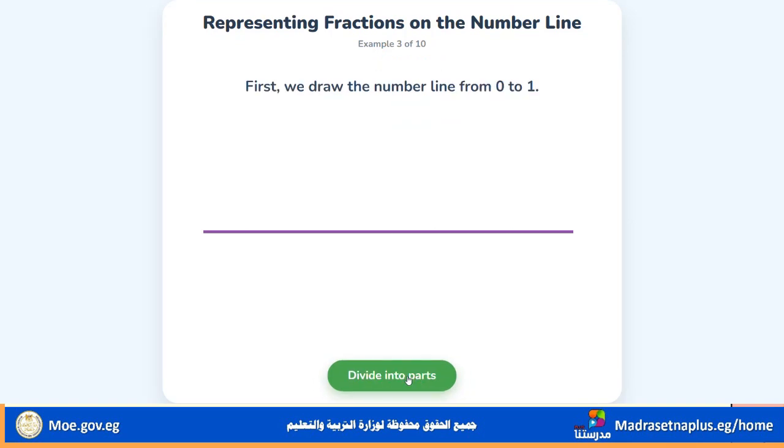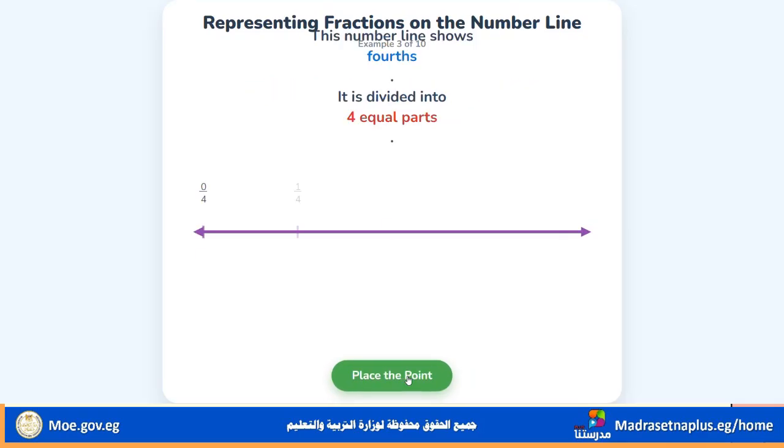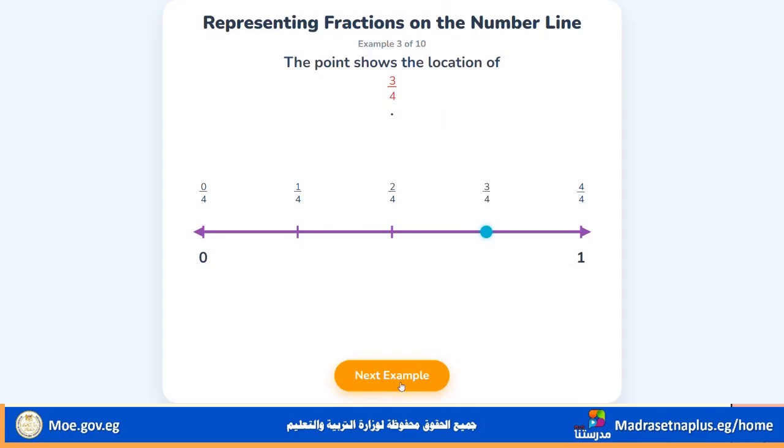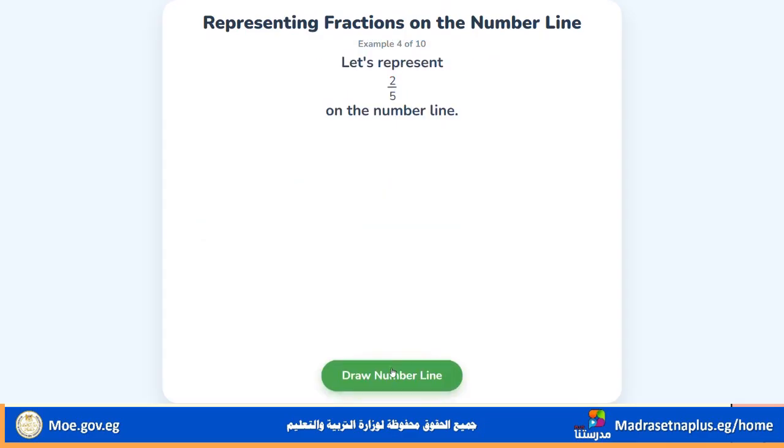Draw a number line, divide it into four equal parts. Each part represents a fourth. I need to place 3/4. Now you can do it alone.